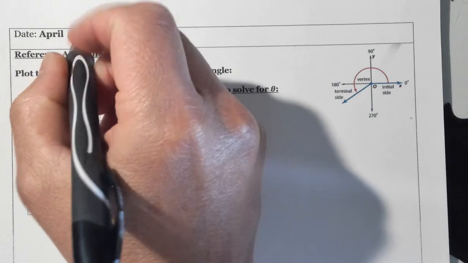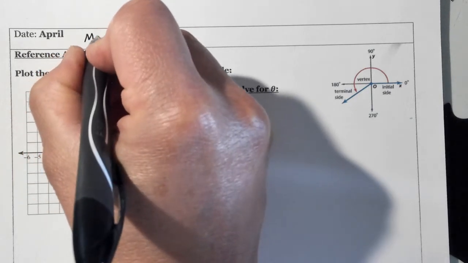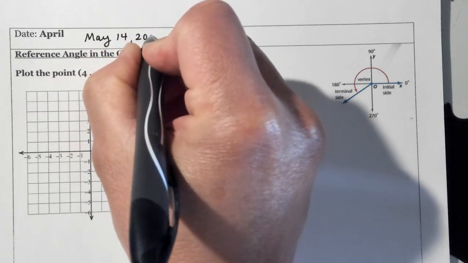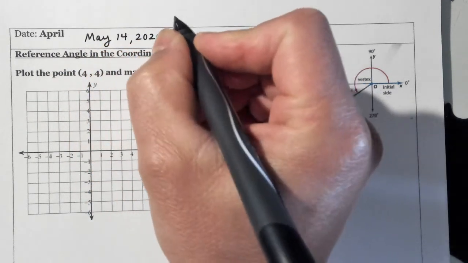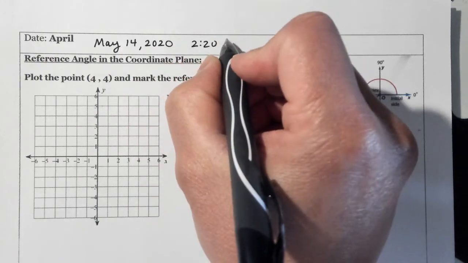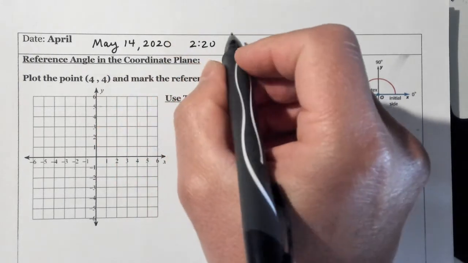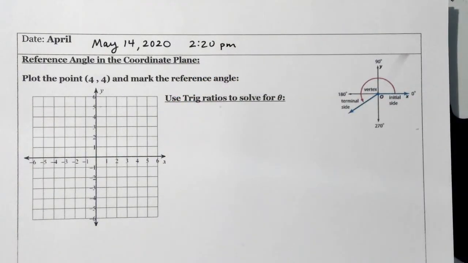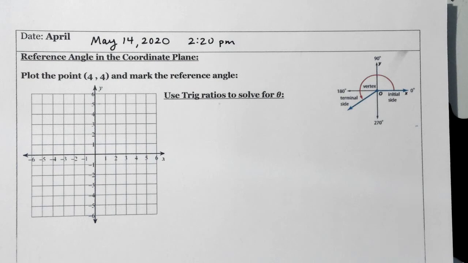Today is May 14th, 2020. And it is 2:20. Yeah, there's a lot of 20s. Interesting. PM. This is the second and last lesson for the week.